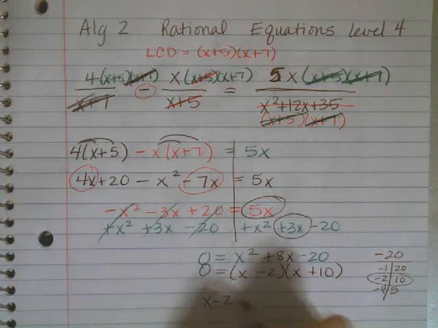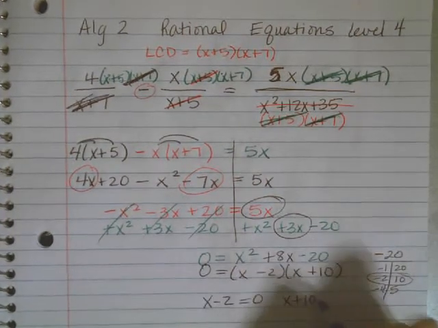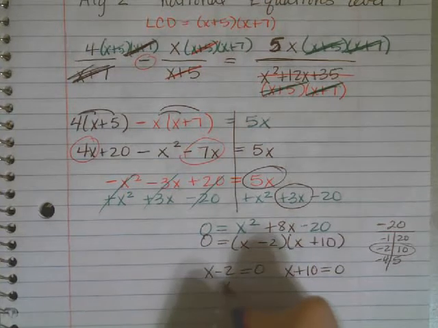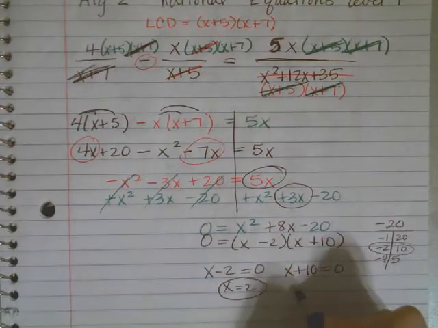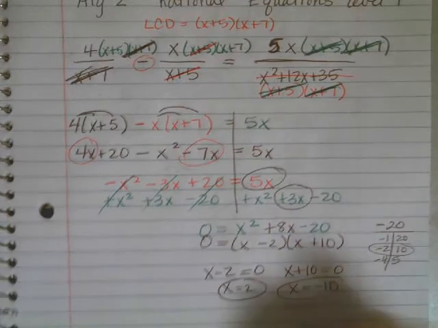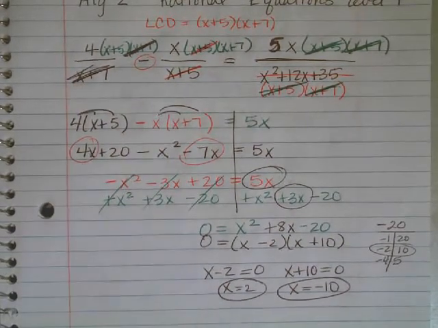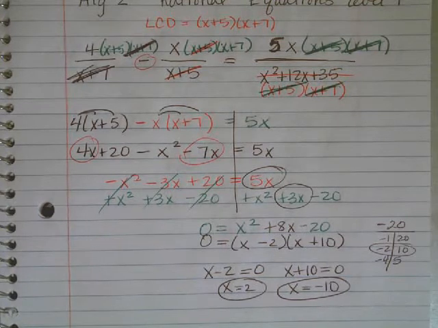So I will get x minus 2 equals 0, x plus 10 equals 0, solve those. x equals 2 and x equals negative 10. I have to watch out, did I get a negative 7 or a negative 5? Nope, so this time I actually have two answers. Both will work separately.